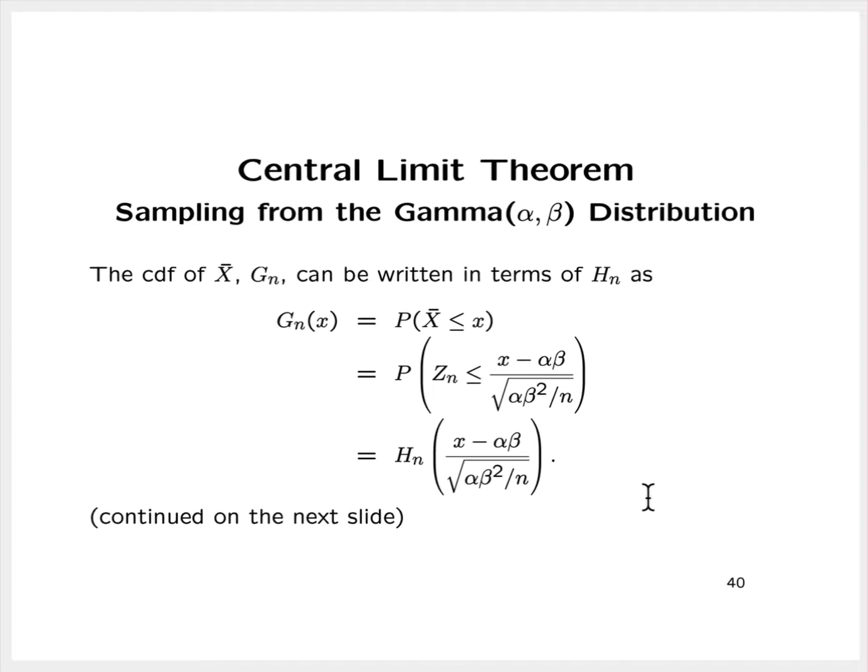Remember that the variance of X bar, when sampling from a gamma alpha beta distribution, is alpha times beta squared over n. So as n increases, as the sample size increases, the variance of the distribution of X bar is decreasing. And so when we compare the graphs of the CDF and the PDF of X bar to a corresponding normal distribution, we have to adjust the variance of the distribution in each case.